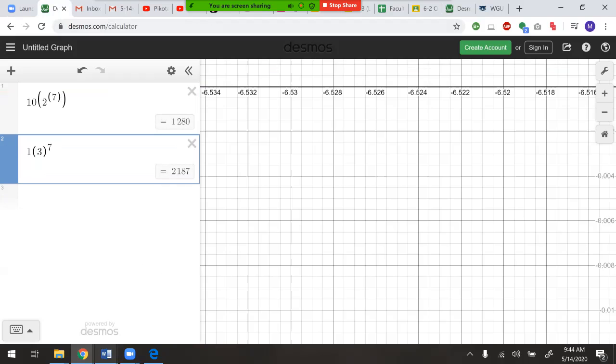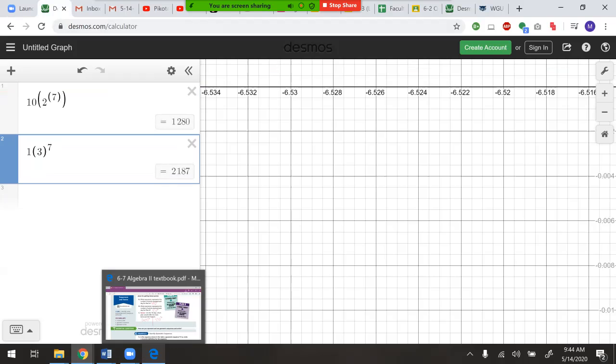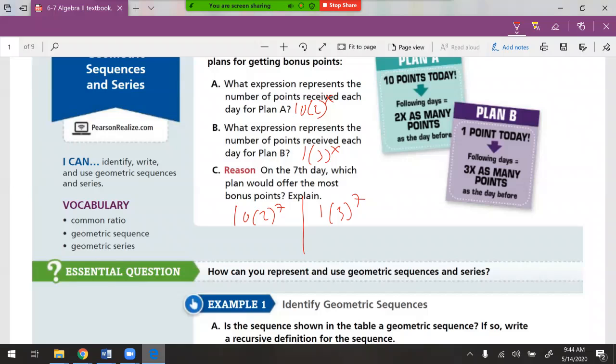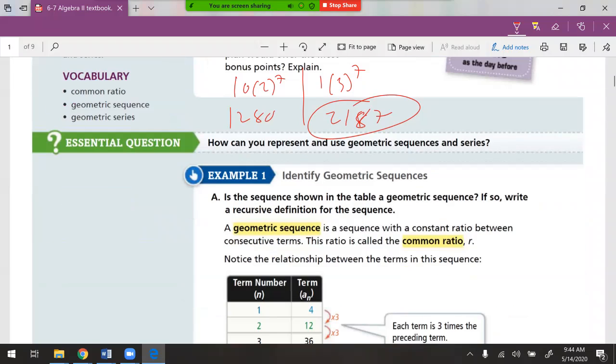So it looks like the second one's a lot better because it's tripled, even though you're starting with a smaller number. So this is 1280 and 2187. I'd rather have that one because I'm tripling my points, even though I'm only starting with 1 point. Any questions? Good, because I can't hear you anyway.